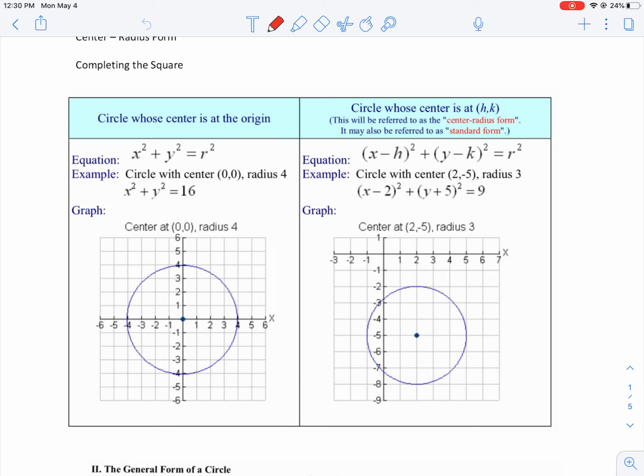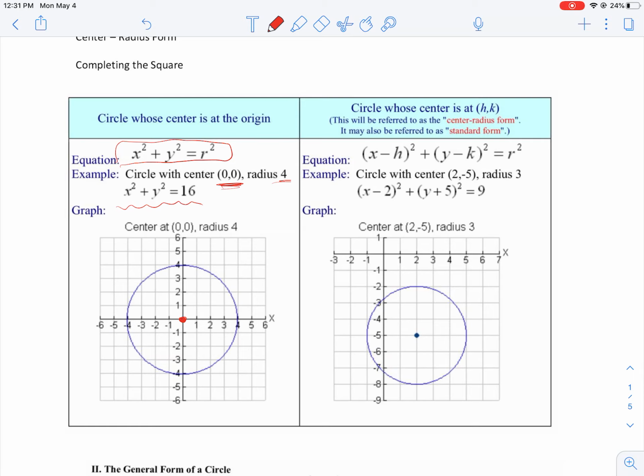Okay, so the equation of a circle looks something like this. This example is only for when the center is at the origin, when it's at 0, 0. So when it's at 0, 0, your center is right here, and your radius is 4, so therefore your equation gets written like this.